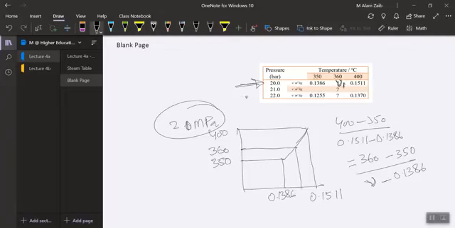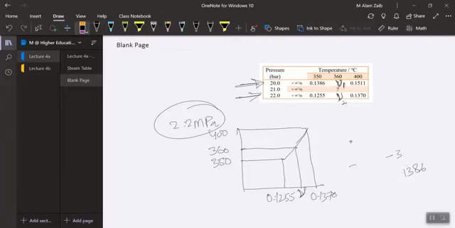Then at 2.2 megapascal, or 22 bar, the same thing would happen. At 350 I've got a volume which is 0.1255. At 400 I've got a volume which is 0.1370. So I can find a volume at 360, and I can name it V2 now. I hope that is understandable now. So just leave this thing now.